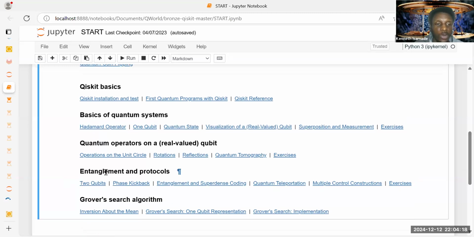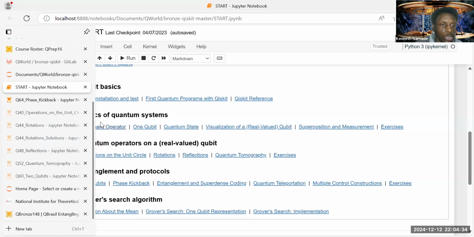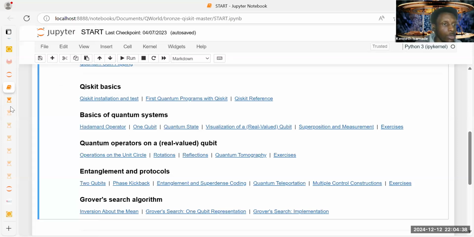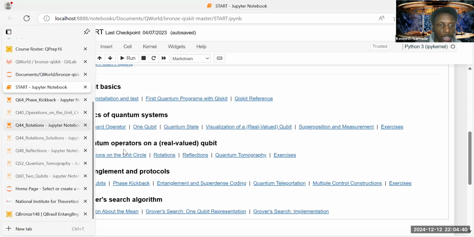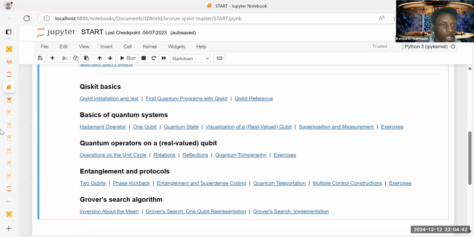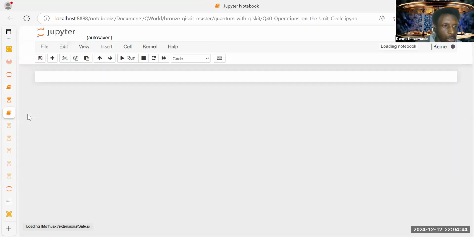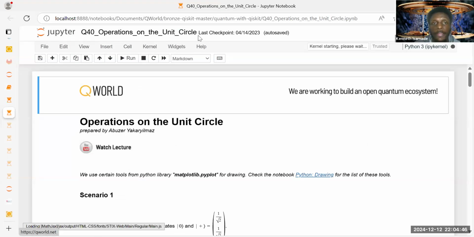So before we jump into the content for today, as usual, I'll just do a brief recap on a couple of things we covered yesterday. Today we'll be looking at entanglement, superdense coding, quantum teleportation, and a few other notebooks. I'll just start off with the recap.